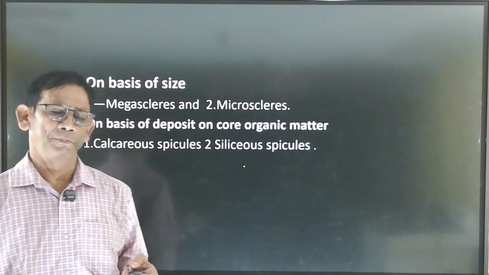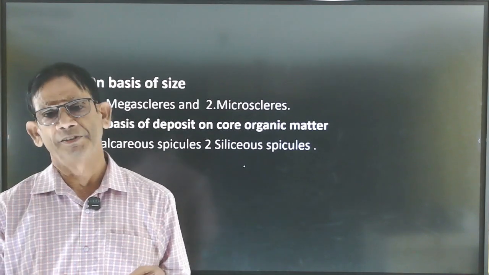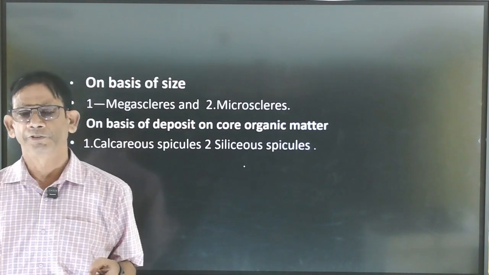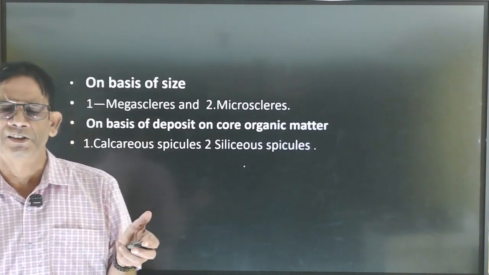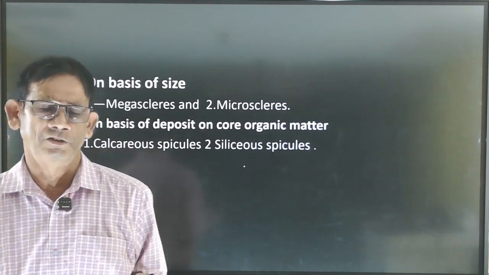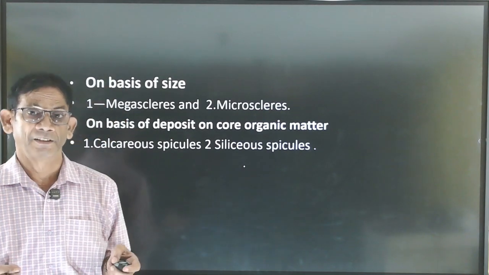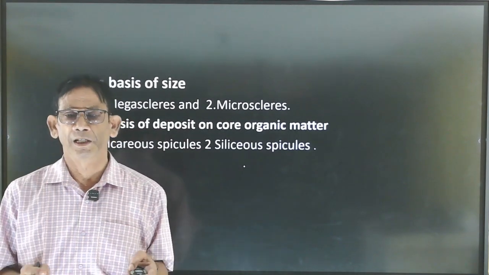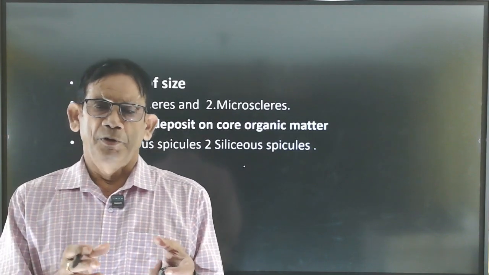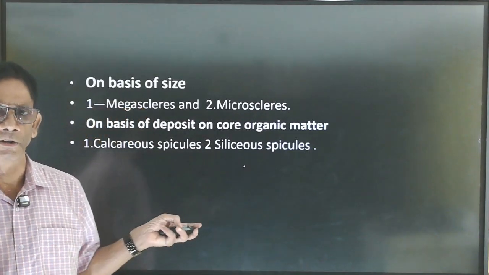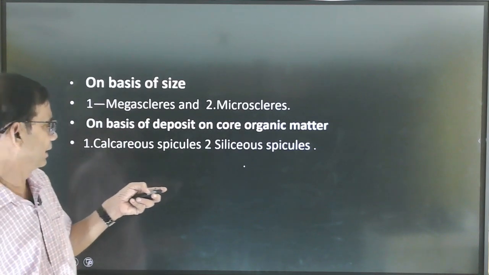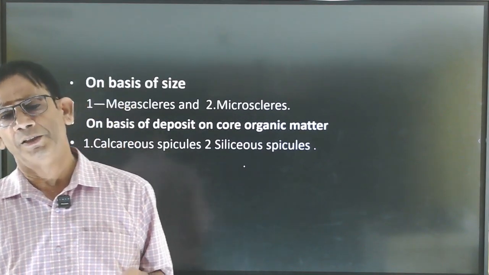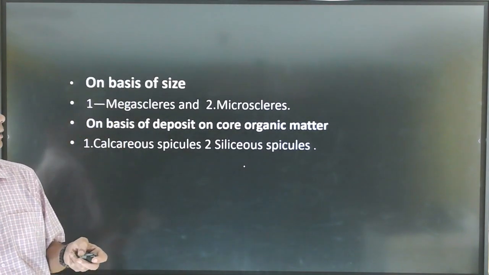Now, how are spicules classified? Spicules are classified on the basis of size and on the basis of chemical composition. On the basis of size, when it is larger it is called megasclera. When it is shorter it is called microsclera. And on the basis of deposited material, when it is deposited by calcium carbonate, it is called calcareous, and when it is deposited by hydrated silica material, it is called siliceous.